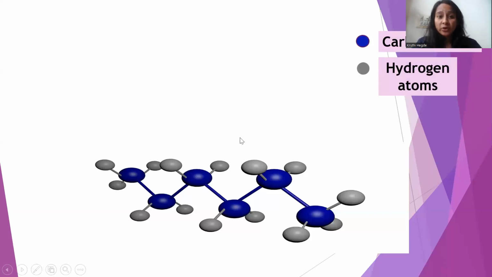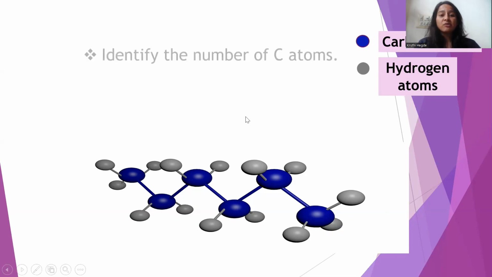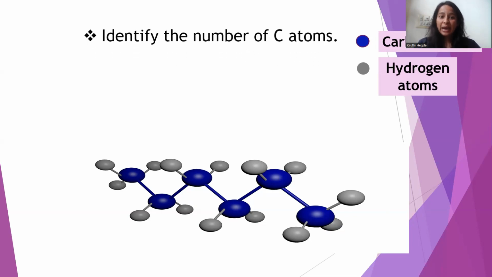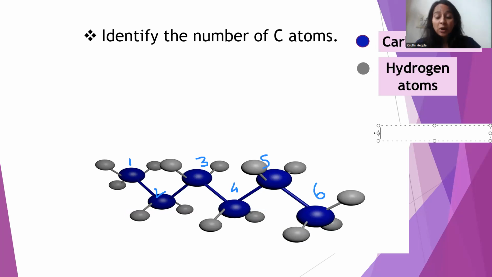So first, count the number of carbon atoms. Identify the number of carbon atoms. If you count here, it's 1, 2, 3, 4, 5, and 6 carbon atoms are there. So if 6 carbon atoms are there, then that's called hexane.